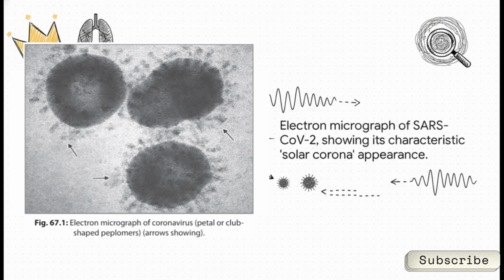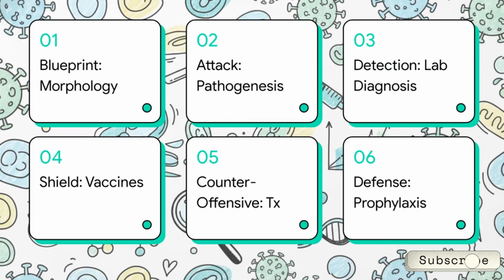First up, our subject, SARS-CoV-2, the virus behind the whole COVID-19 pandemic. Now, take a look at this electron micrograph. You see those little projections on its surface? They create this crown-like appearance, which is exactly where the name coronavirus comes from. You know, like a solar corona. Pretty cool, huh?